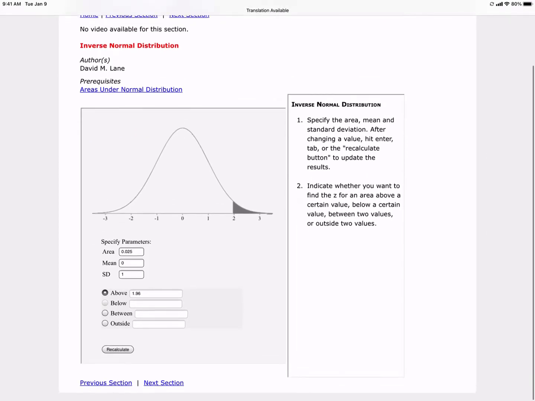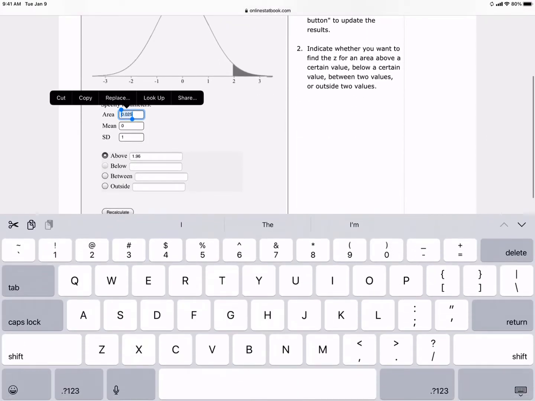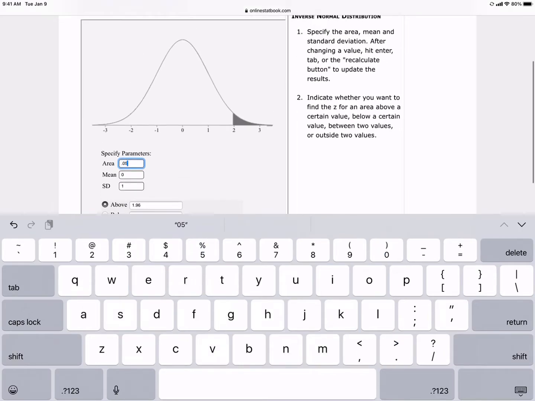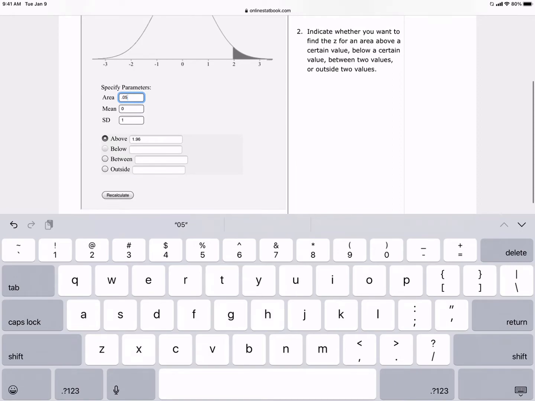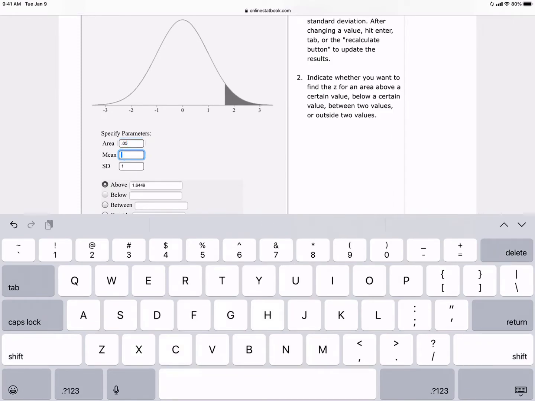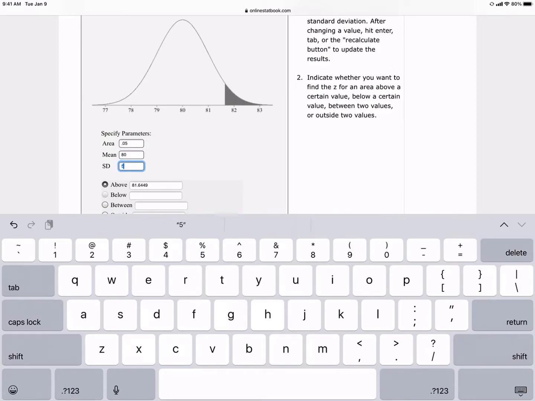The inverse normal calculator allows you to enter the area. So the area I'm interested in is 0.05. And again, this is my picture that I drew, so I know that what I've done is correct. Sometimes you might be looking for the bottom 5% or a middle ground, but this picture, that's why I always recommend drawing the picture first. Okay, the mean is going to be 80, and the standard deviation is going to be 5.